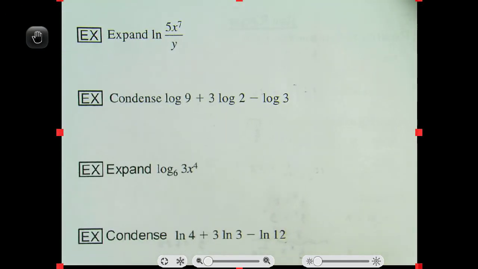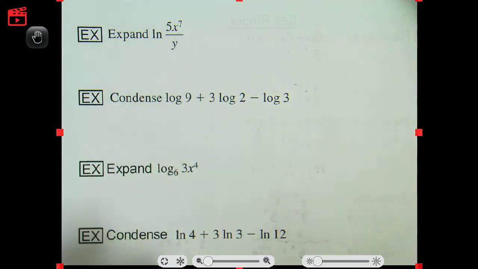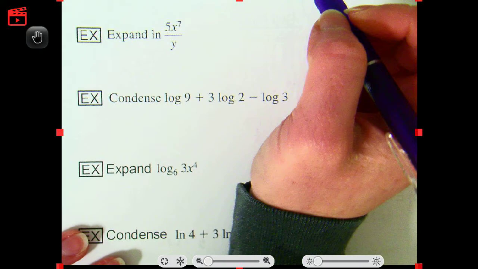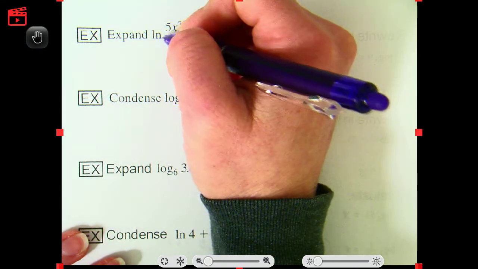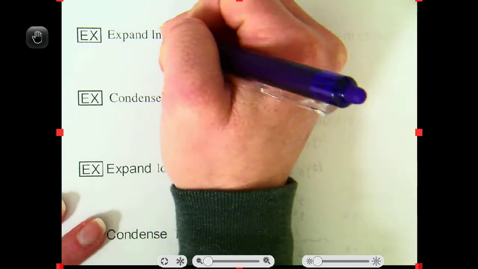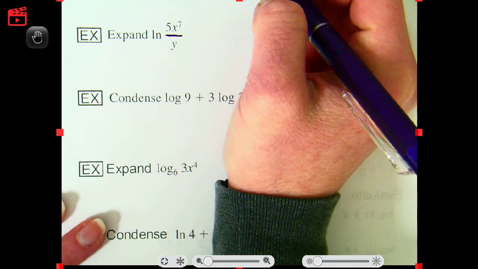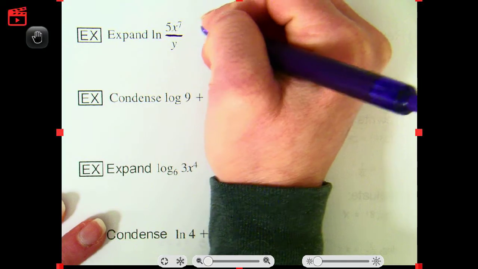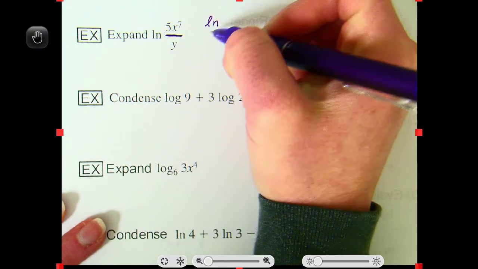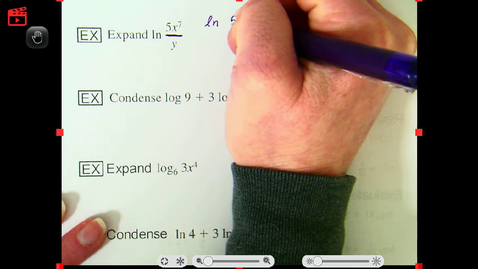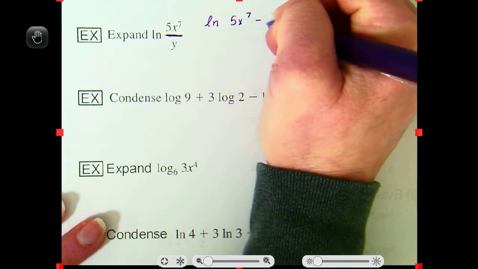This one just wants me to expand, so just be careful because order is important. The first thing I am able to do, and I should mention it's a natural log, I can still use all the same properties. They all still apply. The first thing I'm able to do, hopefully you see that since it's division, I'm going to change that to subtraction. So natural log, that's my cursive L, don't forget, natural log of 5x to the 7th minus natural log of y.